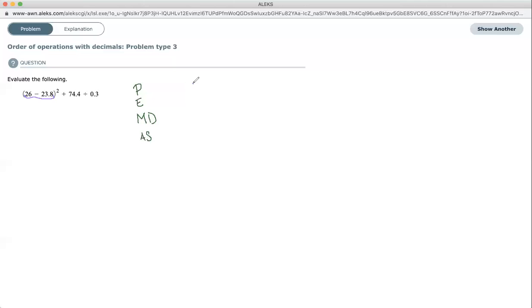So I have 26 minus 23.8. Since here we are subtracting decimals, I am going to rewrite it so that I have the place values lined up. And because 26 does not have a decimal, it's a whole number, we know that the decimal for a whole number is always at the end. So I can add in a 0 as long as I put a decimal point. And we're going to subtract.